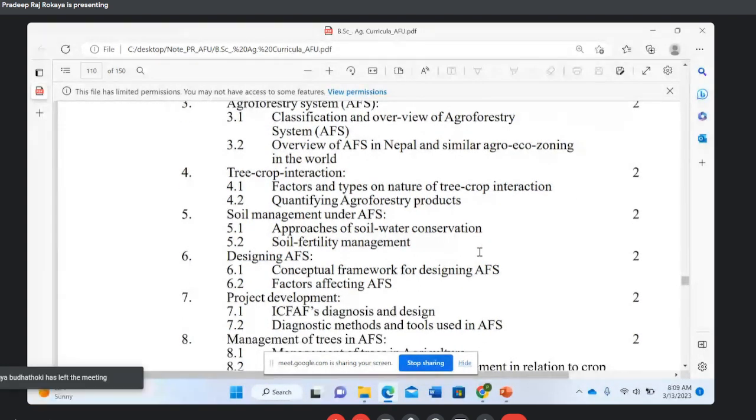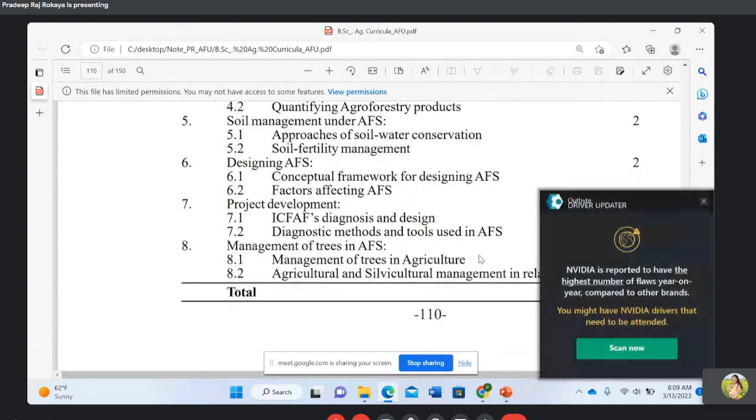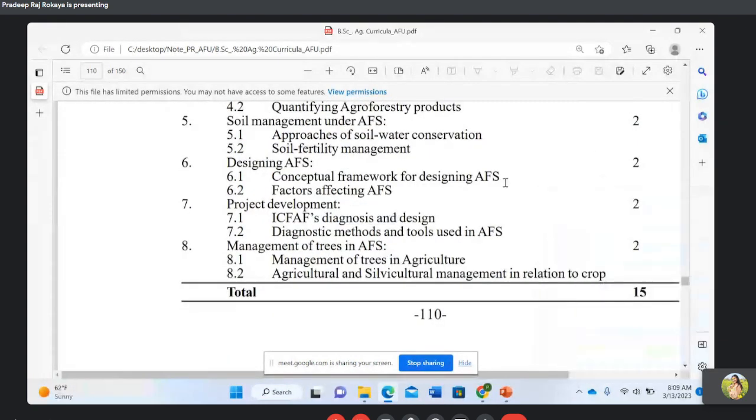5. Soil management under agroforestry systems. 5.1 Approaches of soil and water conservation. 5.2 Soil fertility management. 6. Designing agroforestry systems. 6.1 Conceptual framework on designing agroforestry systems. 6.2 Factors affecting agroforestry systems. 7. Project development.